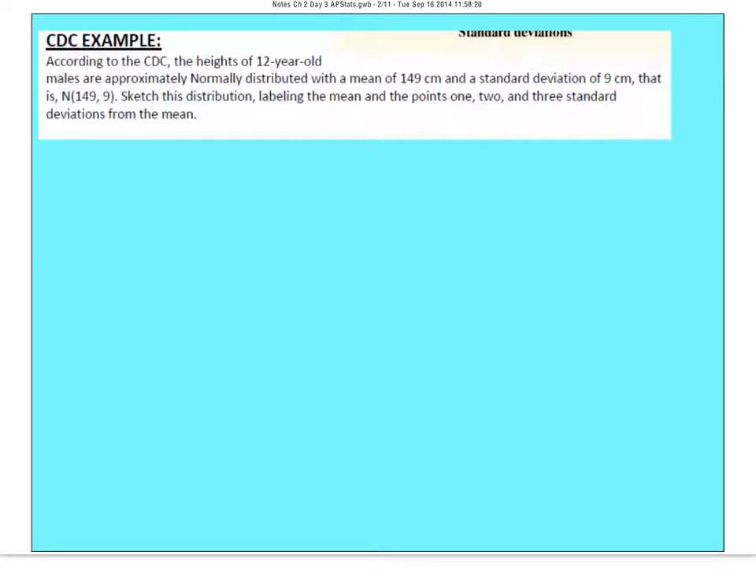Now here's our first example. It's from the CDC. According to them, the heights of 12-year-old males are approximately normally distributed with a mean of 149 centimeters and a standard deviation of 9 centimeters. And therefore they've given us the shorthand right there: normal distribution with the mean and standard deviation accordingly. Sketch the distribution, and label the mean and the points 1, 2, and 3 standard deviations from the mean.